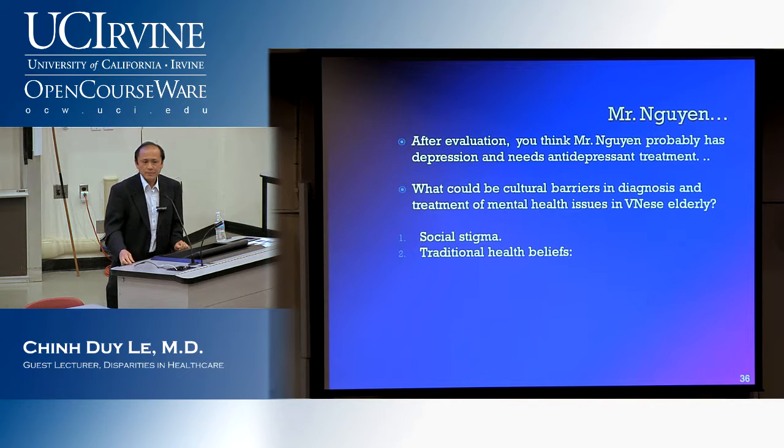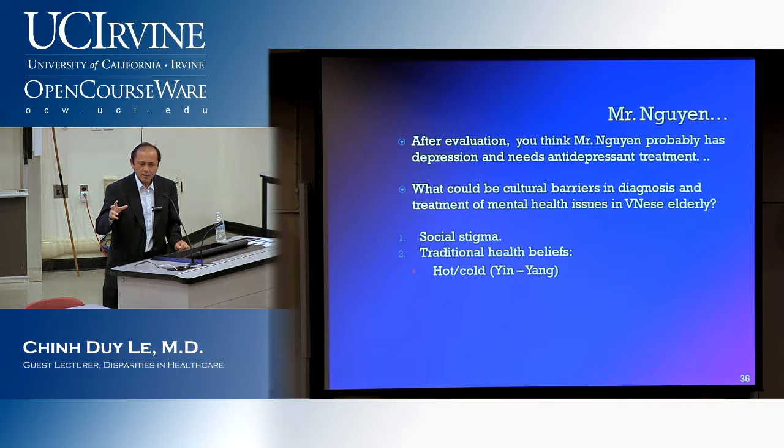Another barrier is traditional belief, and as we mentioned earlier, it relates to the philosophy of hot and cold or herbal medication. Vietnamese people, especially seniors, may think Western medication, including antidepressants, is hard on the heart, and they hesitate to take it. I have a patient. He knows he feels better when he takes the medication, but after a few days, he feels better, he stops. When he feels bad, he takes it again, etc. I asked why he does that. He said he is afraid it's hard for his heart, his liver. That's usually the common thinking. So that is also another barrier.